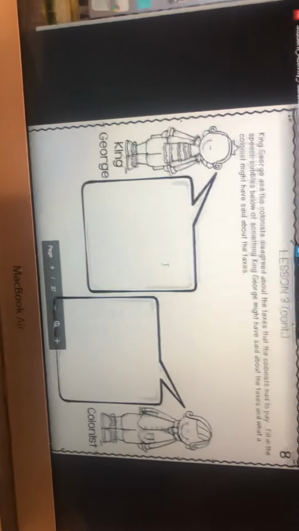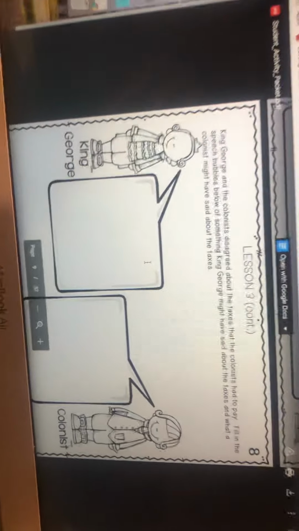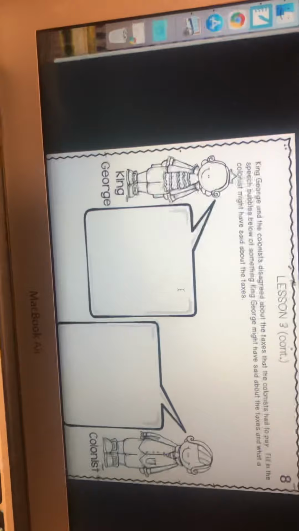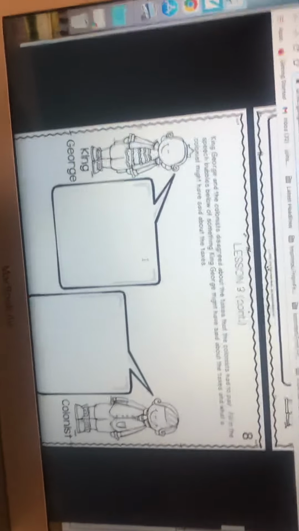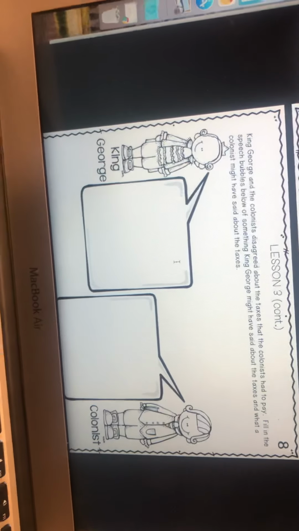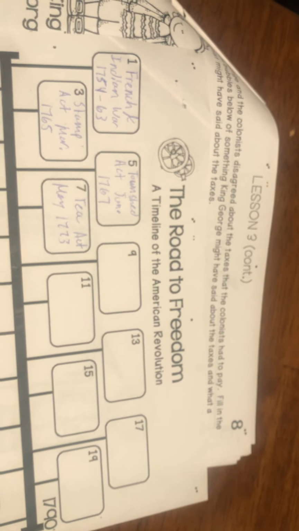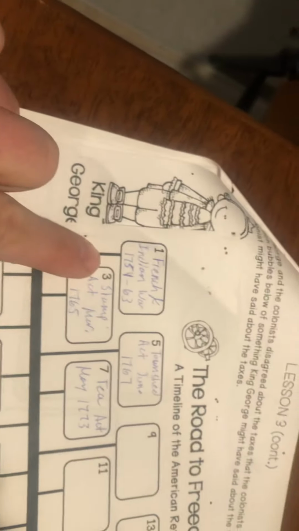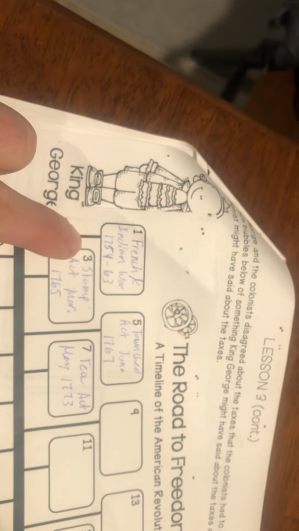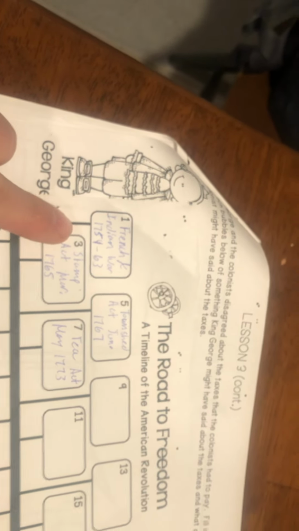Page 8 is right here. But again, before you do that, make sure you go to the last page of your packet and do The Road to American Freedom, a timeline of the American Revolution. Make sure you do the French and Indian War, 1754 to 1763.